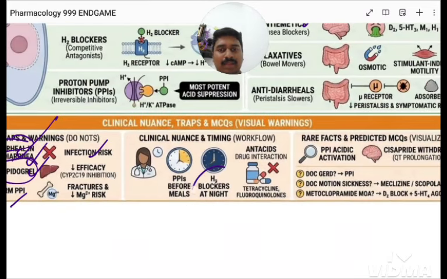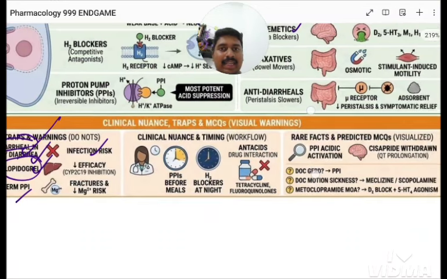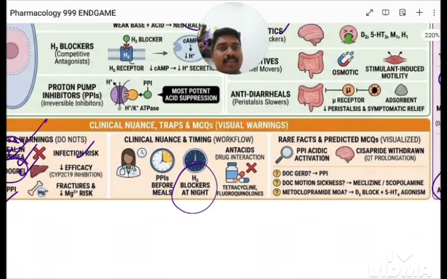I think everyone knows it by now. H2 blockers are given at night. Okay. What is the example for this H2 blocker? Yes, cimetidine, ranitidine. Okay, so cimetidine, ranitidine are the H2 blockers. Okay. What are PPIs? PPIs are pantoprazole, omeprazole, esomeprazole, rabeprazole, all those things.